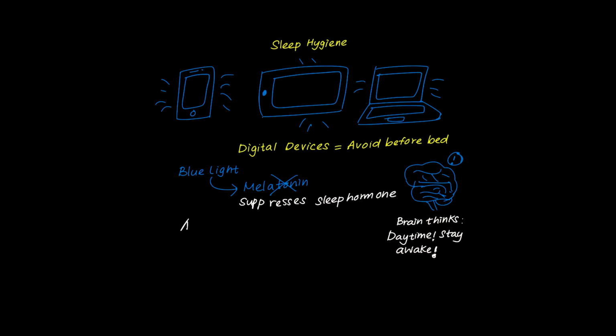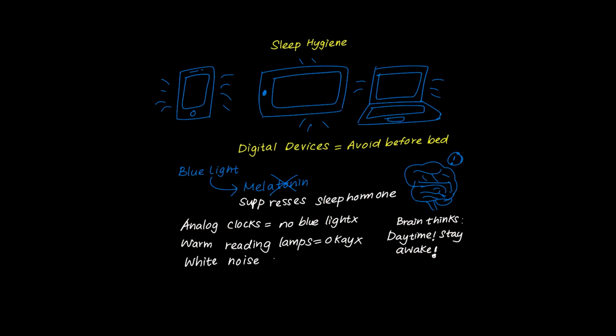Analog alarm clocks don't emit blue light. They just tell time. Reading lamps with warm bulbs produce yellow-orange light that doesn't suppress melatonin the same way. White noise machines actually help sleep by masking disruptive sounds. They don't interfere with sleep signals at all.